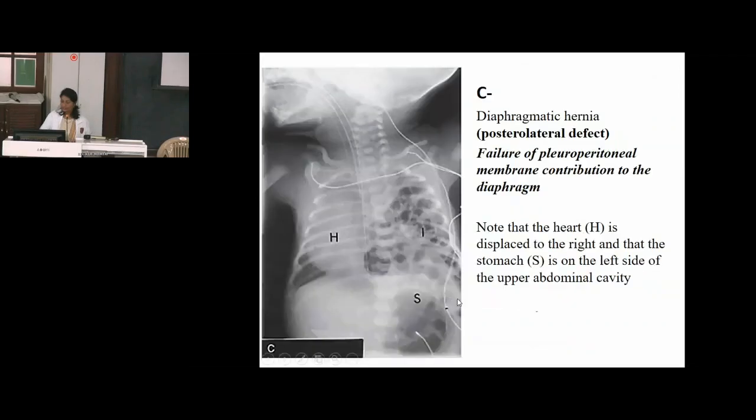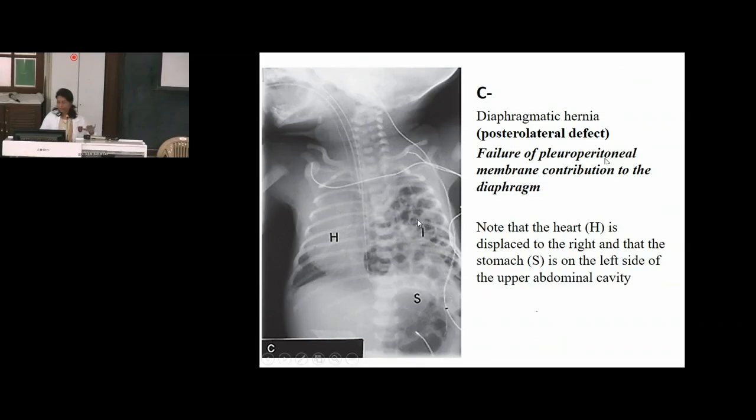So here we can see the X-ray of the diaphragmatic hernia. The defect is posterolateral. What is happening here? Failure of the pleuroperitoneal membrane formation. The pleuroperitoneal membrane is not normally formed. That's why there is a gap towards the left side, in the posterolateral side.